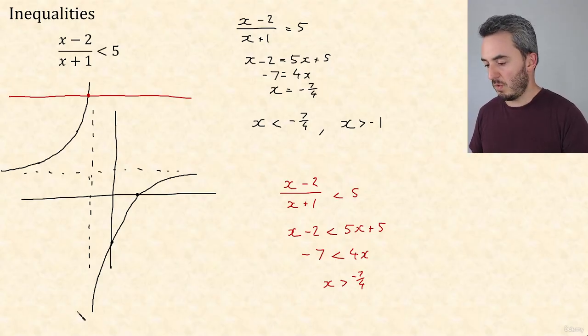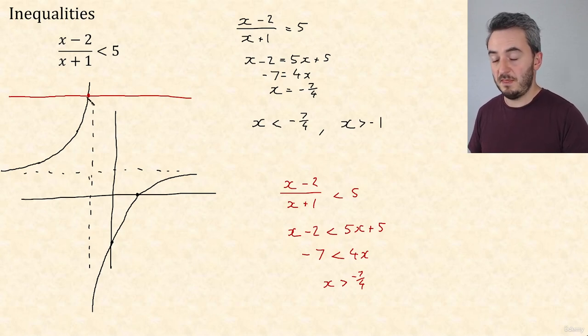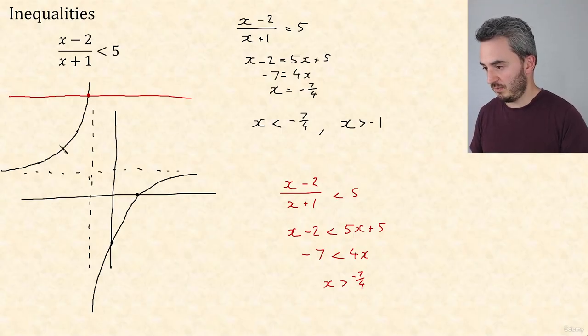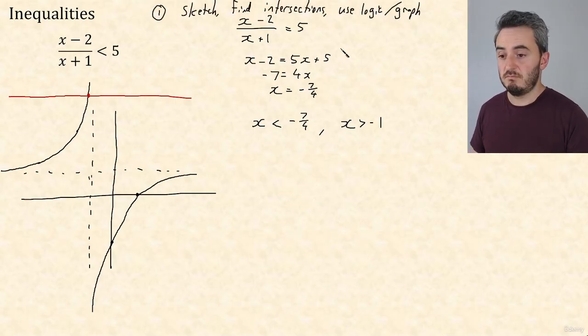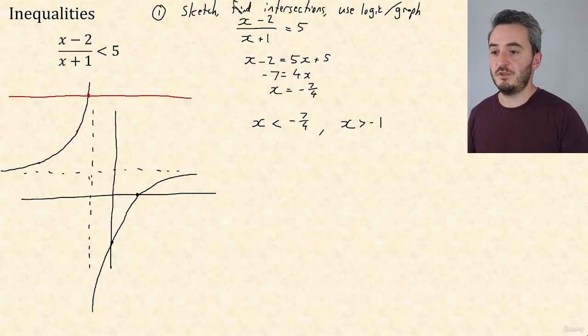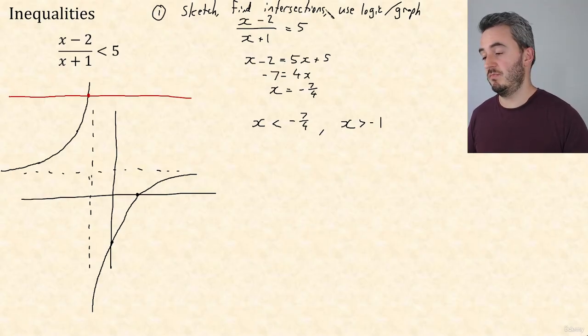The method number 1, which I'm going to suggest to you, is to draw a full sketch, figure out any intersection points, and then just use logic. Identify the regions where it's actually true, which is this region here, not this little bit up here, but then this region here. So option number 1: sketch, find intersections, then use logic and your graph.